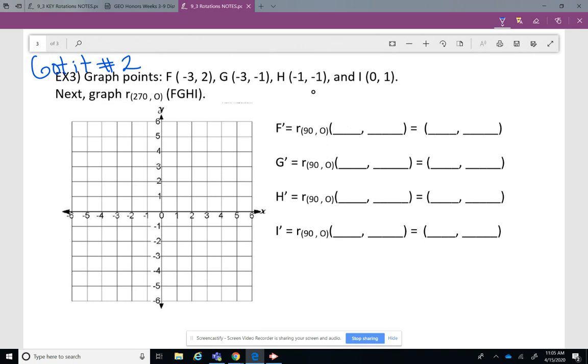So we're going to do got it problem number 2. Now, the first thing we're going to have to do, though, because for got it problem number 2, they already have the picture in the book for us. We've got to go draw that picture real quick. All right, so we're going to do F is negative 3, 2.